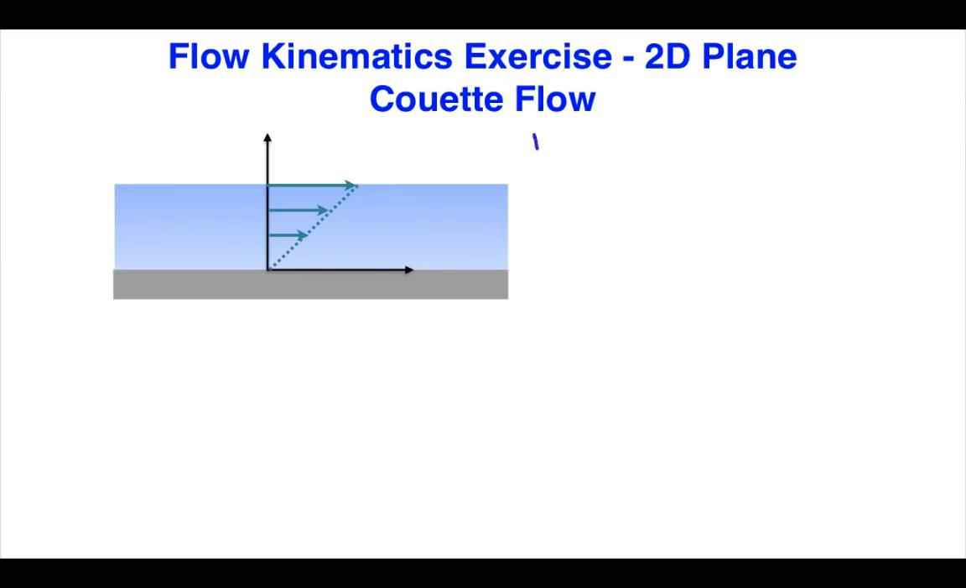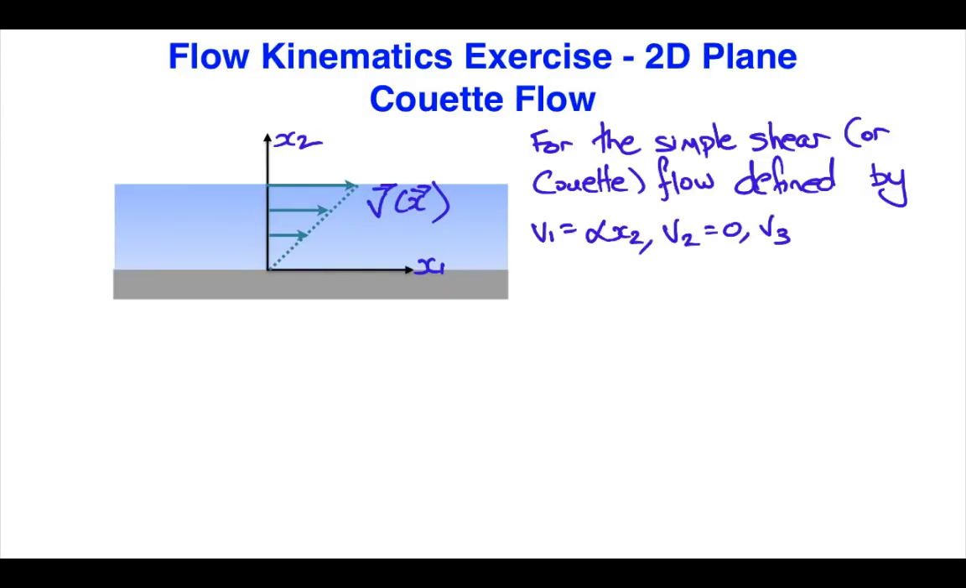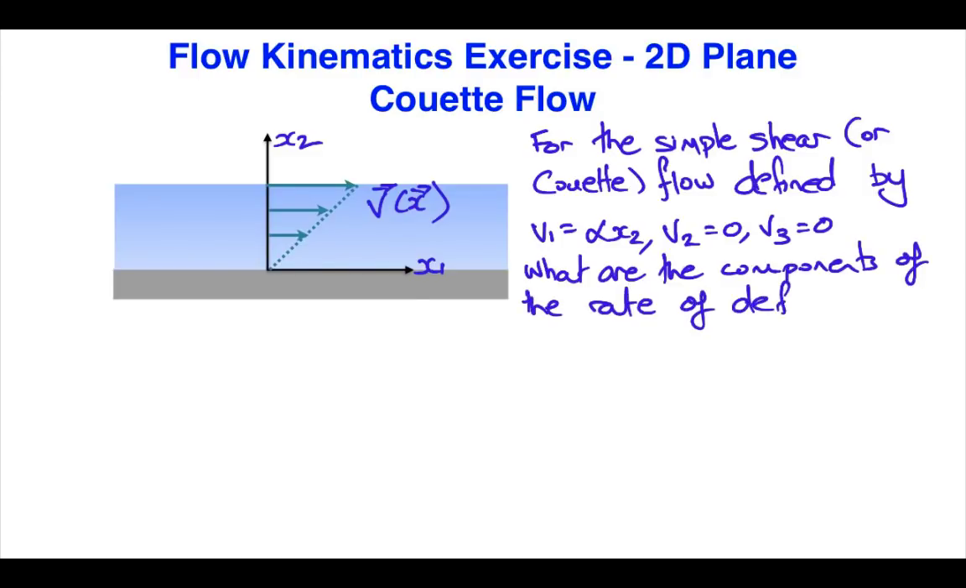Let's do an example for this simple case of a 2D plane shear or Couette flow, defined by the velocity vector field as a function of x1 and x2, as v1 equals alpha x2, and v2 and v3 are 0. What are the components of the rate of deformation tensor and the spin tensor?